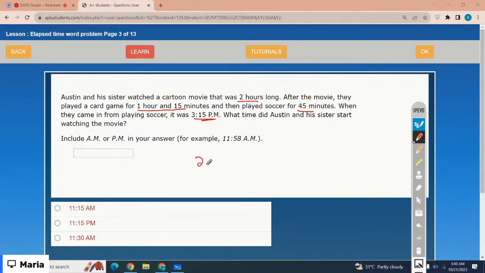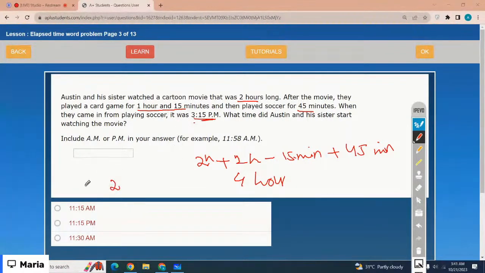Okay, the movie is 2 hours long. Then for 1 hour and 15 minutes they played a card game, and for 45 minutes they played soccer. Let's just add them. 2 hours and 1 hour is 3 hours, and 15 minutes and 45 minutes make 1 hour. So that means the time is 4 hours. When they end, it's 3:15. Go back 4 hours, right?